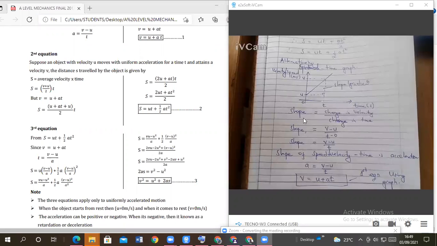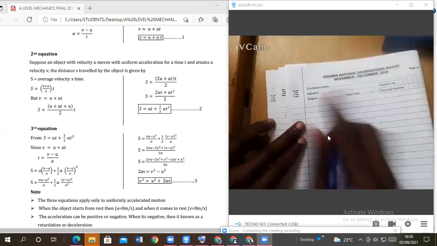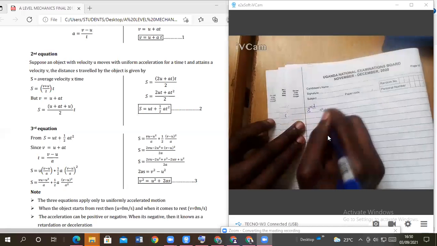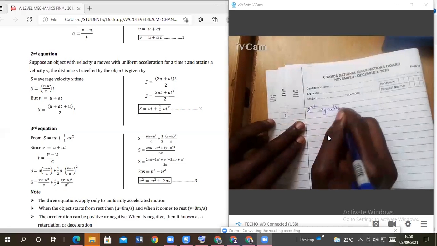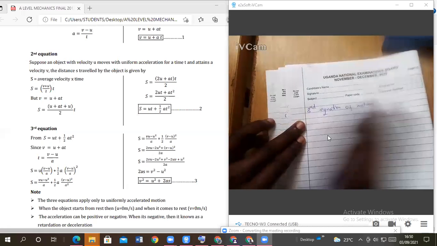So you see that the slope of a velocity-time graph is acceleration. Am I clear on that, members? Very good. Let's go to the third equation of motion.